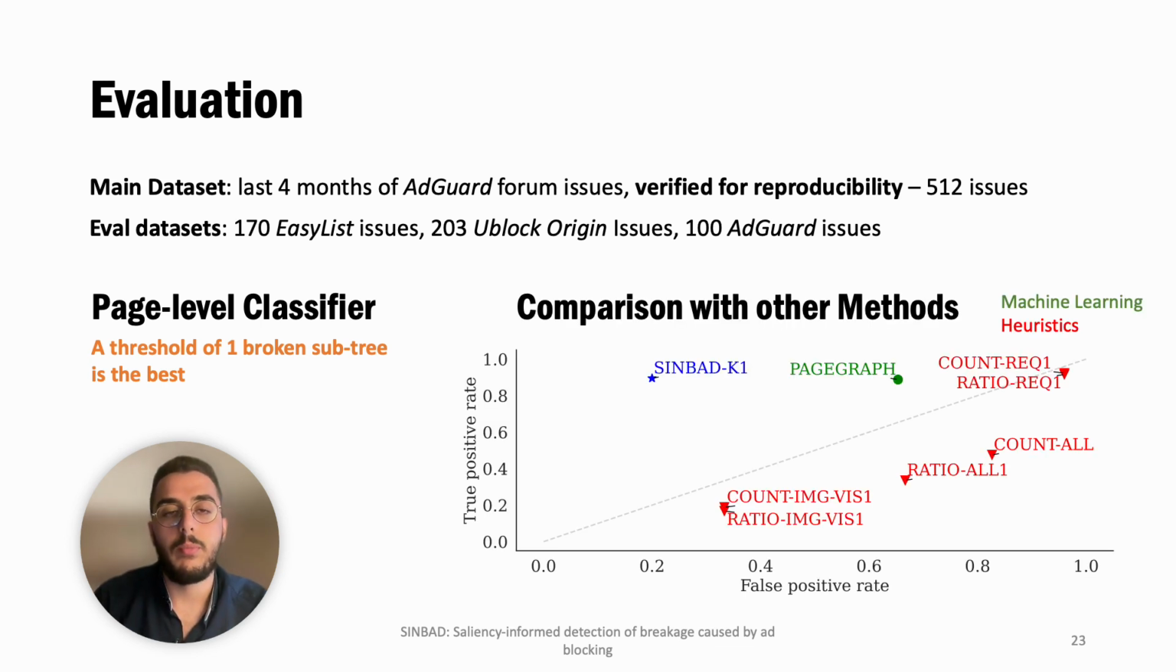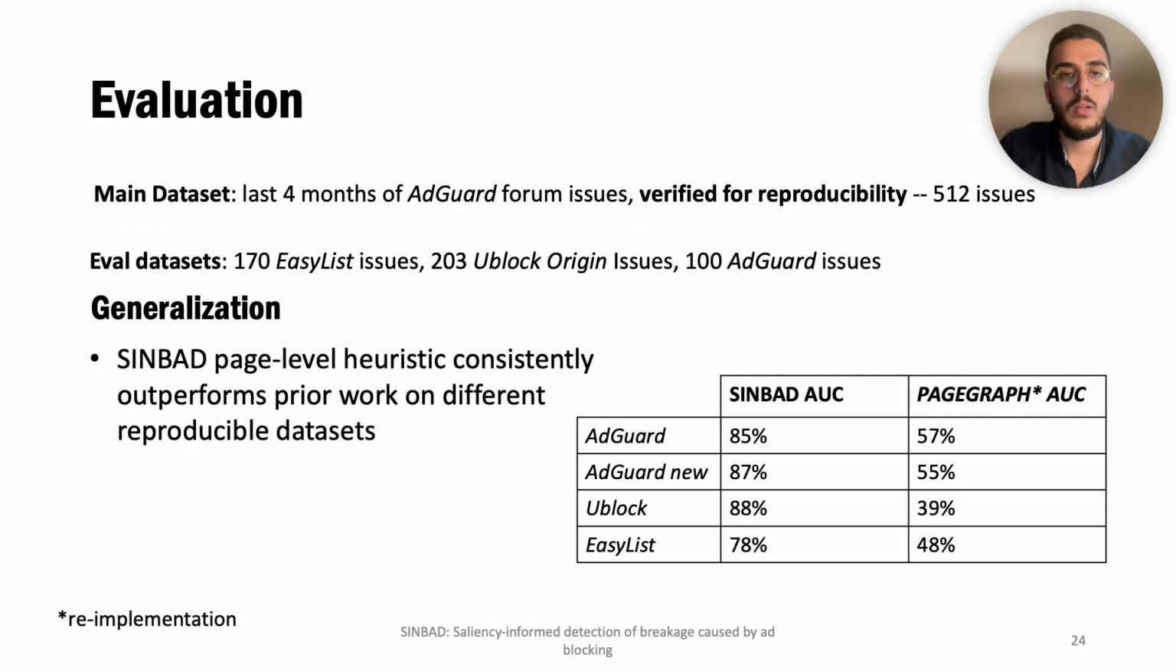By comparing to other methods, we find that SINBAD achieves very low false positive rates compared to the heuristics used in the literature and the page graph by Smith et al. We also evaluate the generalization of SINBAD over many different datasets to verify that the performance improvement is consistent, not dataset dependent.